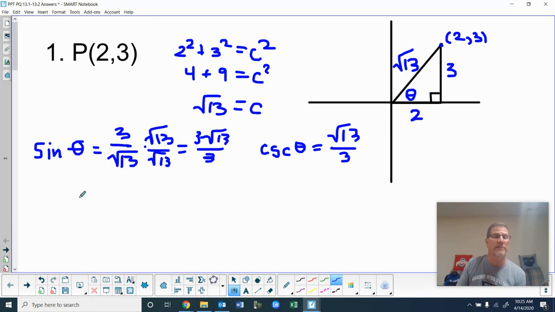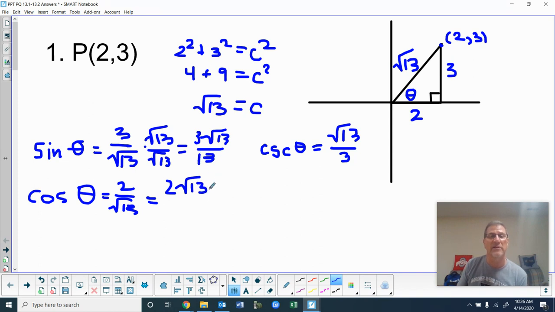Okay, then we'll do the cosine. SOHCAHTOA: CAH is adjacent over hypotenuse. So here's theta. Adjacent is 2. Adjacent side over hypotenuse, square root of 13. We're going to rationalize again. I'm not going to show all that work. It's going to be 2 times the square root of 13, oh sorry, that should have been a 13 there, over 13 here, too.